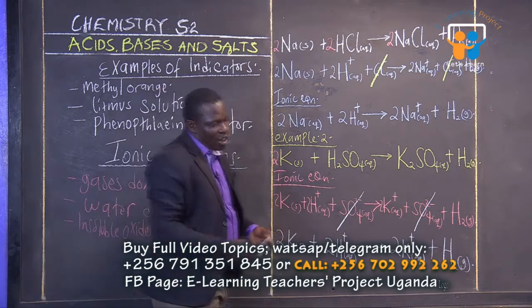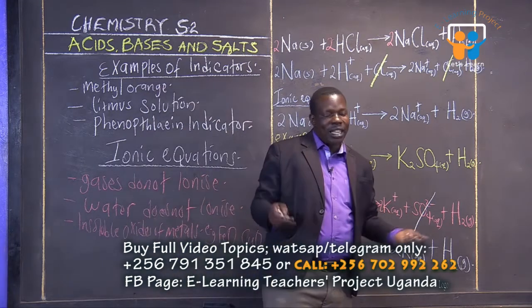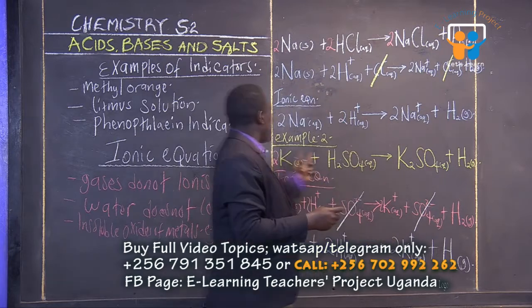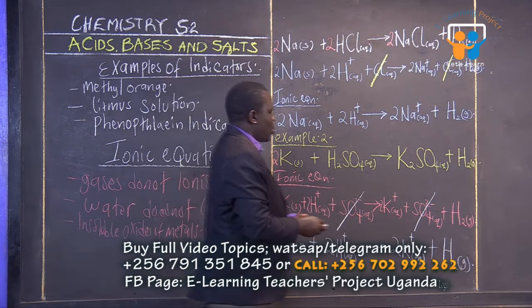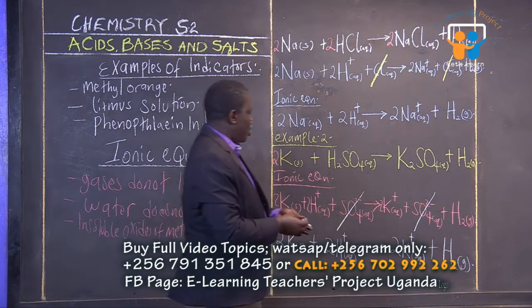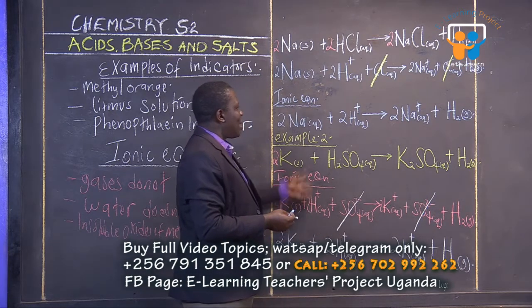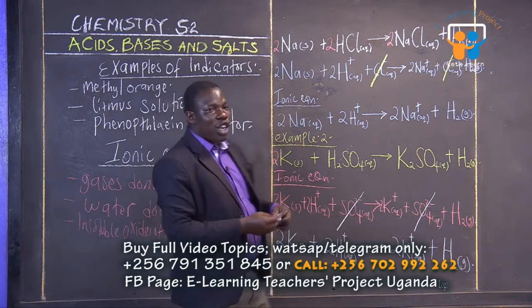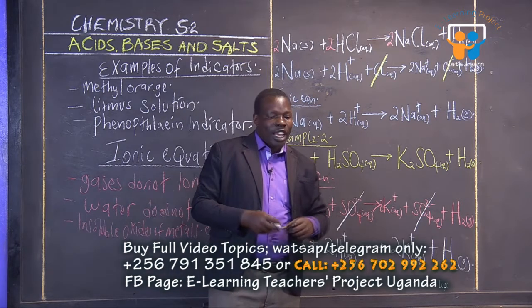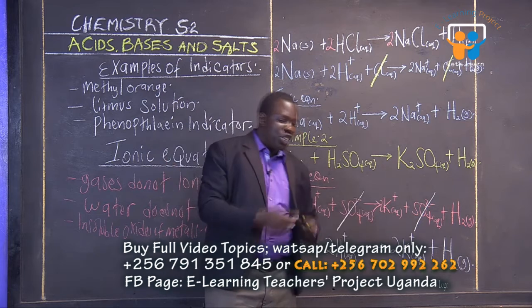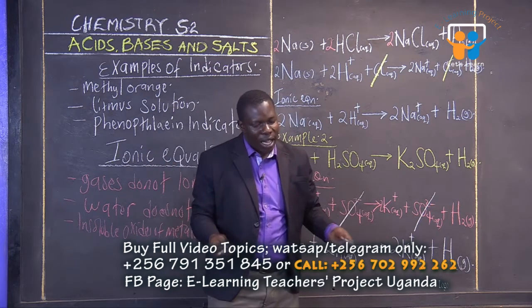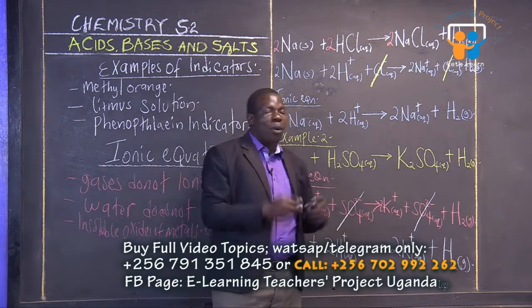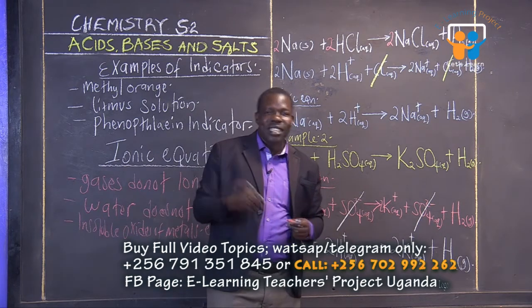So, ladies and gentlemen, what we have just represented is ionic equations for metals and acids. So, those ionic equations for metals and acids, that's how they actually happen, ladies and gentlemen. Now, we are moving on to another one. Okay? So, we are going to find out soluble ionic compounds in acids.